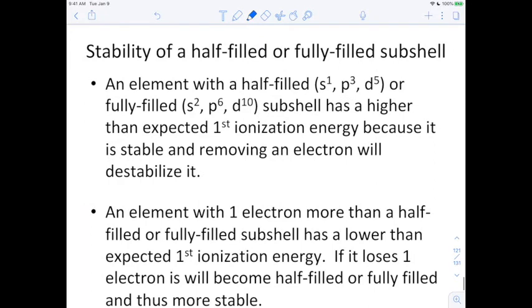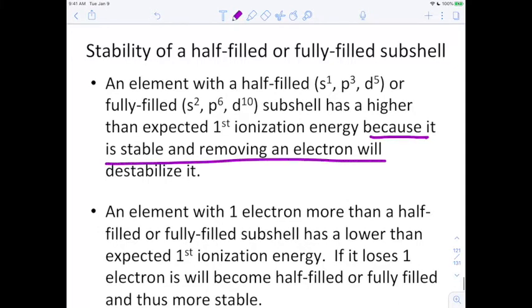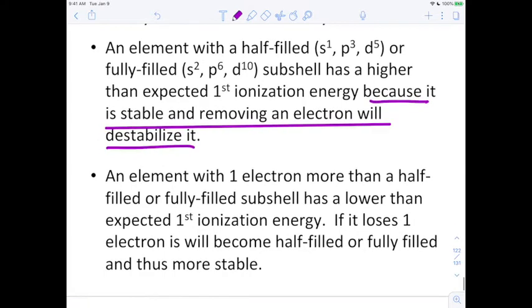All right, so here it's written out a little bit more. The elements with a half-filled or fully filled shell have a higher than expected first ionization energy because it is stable and removing an electron will destabilize it. So this is what we've been talking about. And an element with one electron more than the fully filled or half-filled subshell has a lower than expected ionization energy.